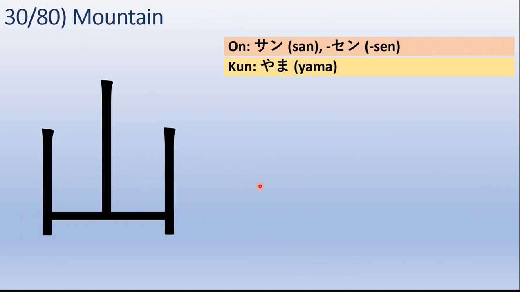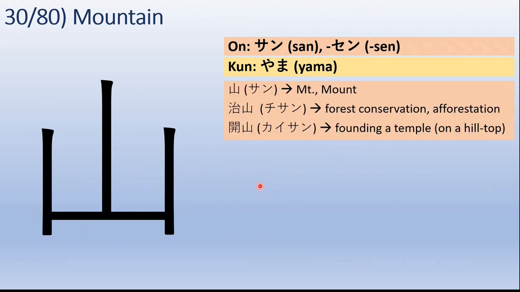The last kanji for today is the mountain kanji. In On'yomi, we call it san or sen. In Kun'yomi, it is yama. Yama is a very, very popular word in Japan, and several surnames of people also end with yama, and also names of some places end in yama or even begin with yama. So san is mount or mountain. Then we have Chisan as forest conservation or afforestation.